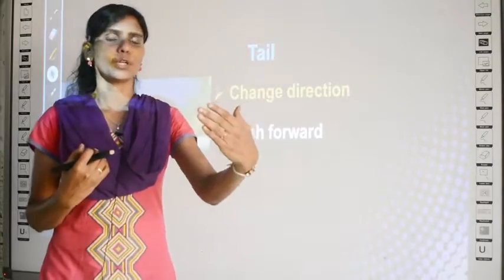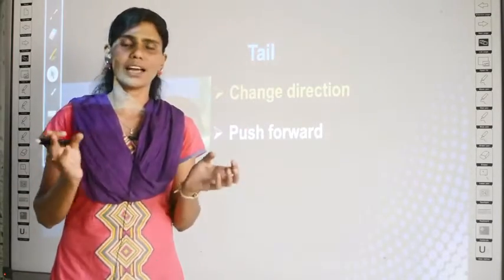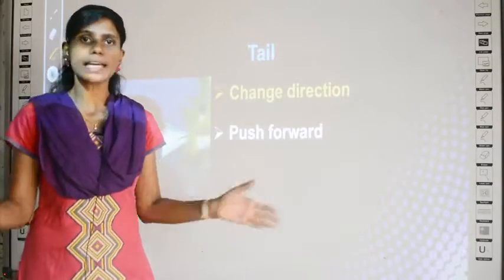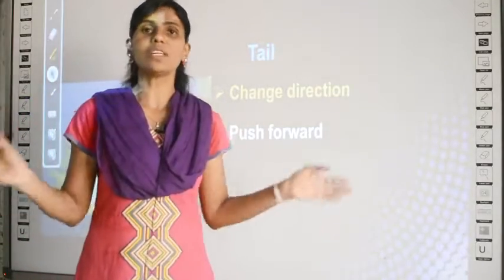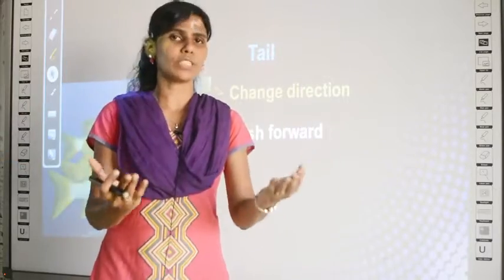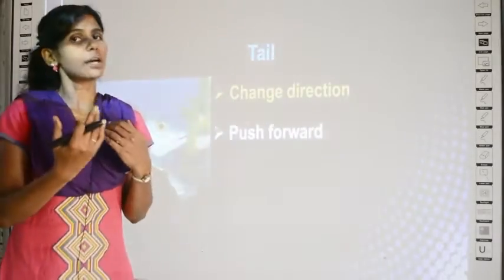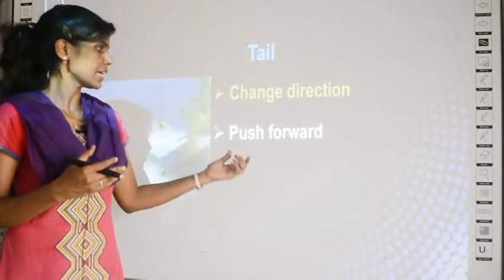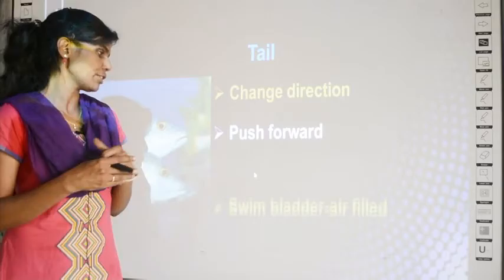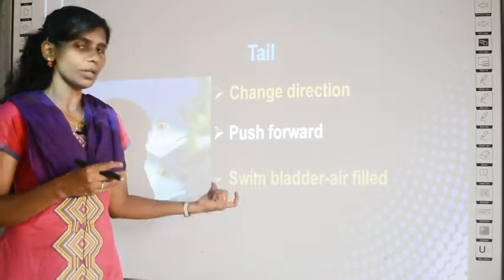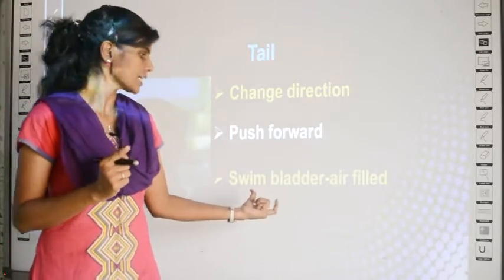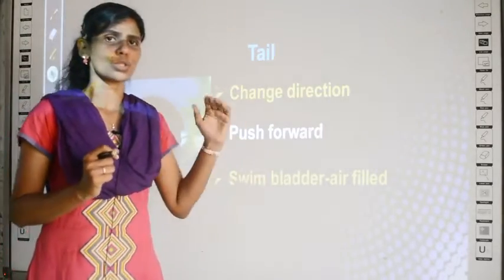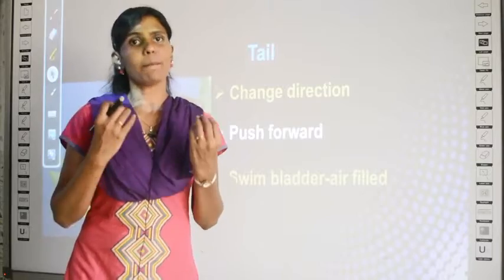It moves forward, no? Just like the flagella in bacteria, I have told you, while studying about the structure of bacteria, they have flagella, and as they sweep the air, they move about. Similarly, when the tail pushes backward, the fish will move forward. So tails are the ones which push the fish forward, and fishes also have a special structure called the swim bladder.